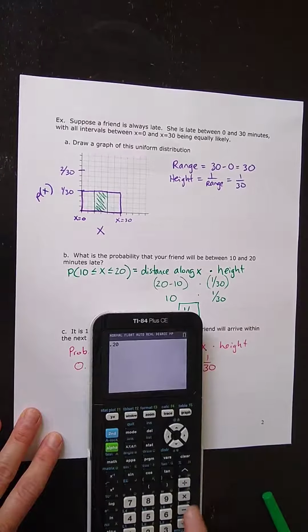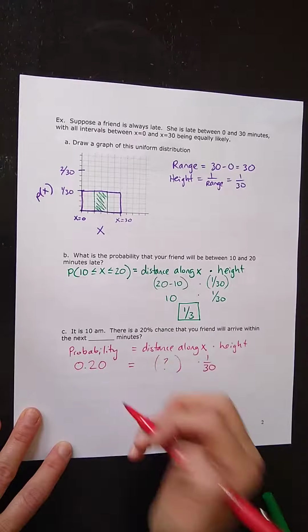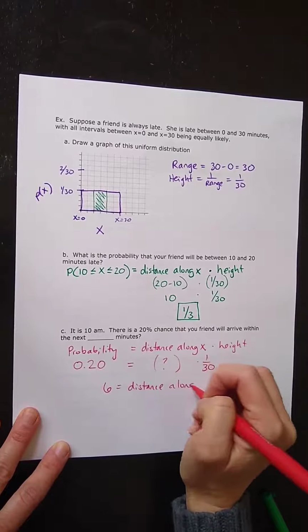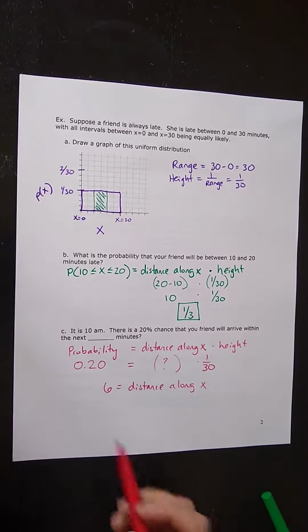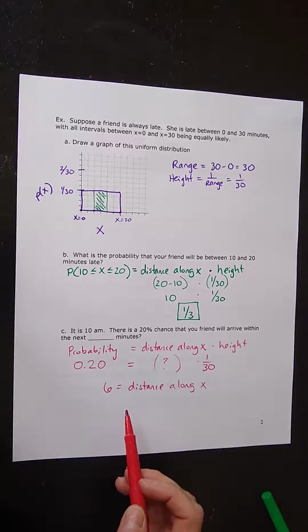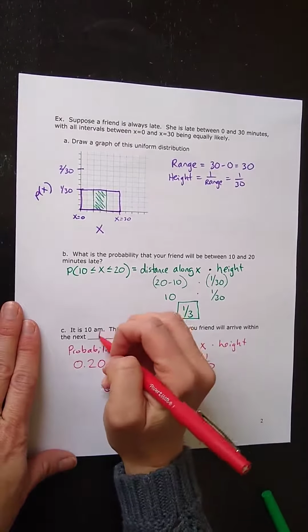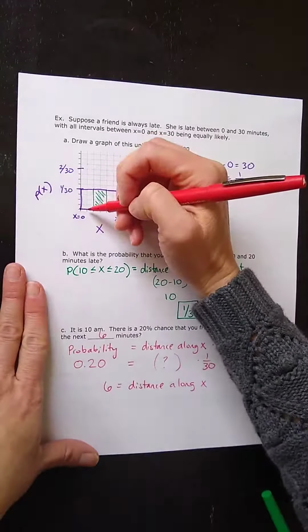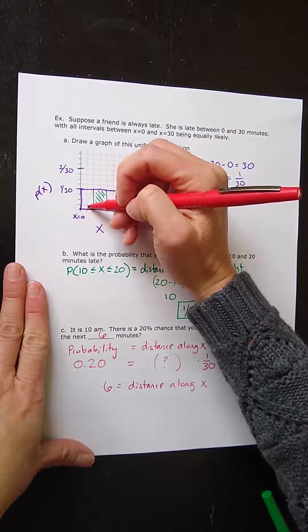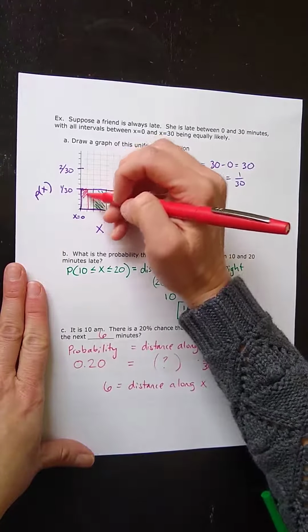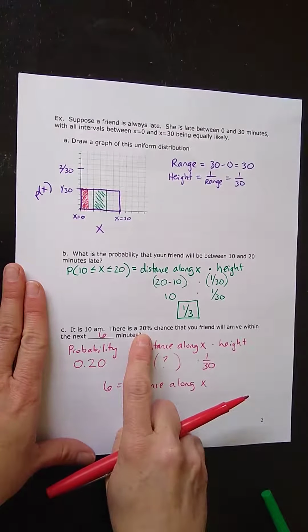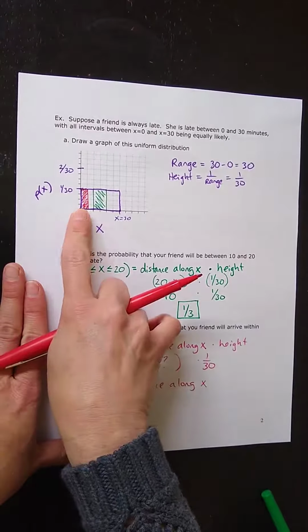So 0.2, our probability, times 30 is 6. So 6 is the distance along x. That refers to 6 minutes, so it will be in the next 6 minutes. And if we go back to our picture in part A, if each section along the bottom was 5, then 6 is right around here. If you shade that part in, that should be 20%. 20% is also 1/5, so the red part should now be 1/5 of our total.